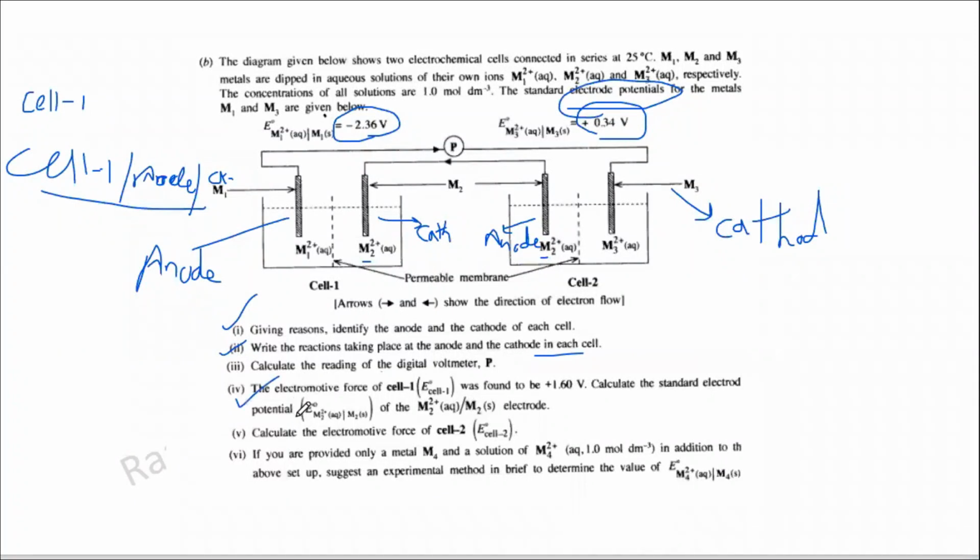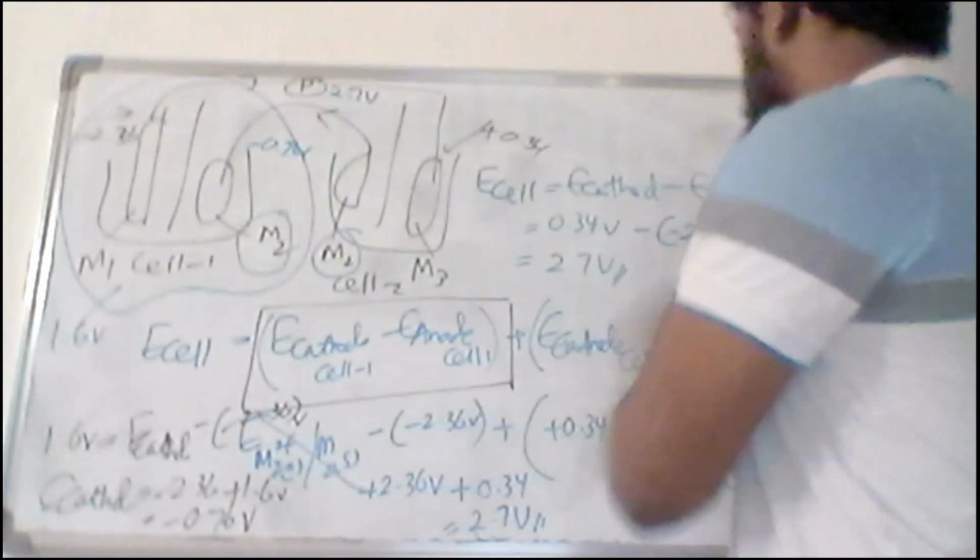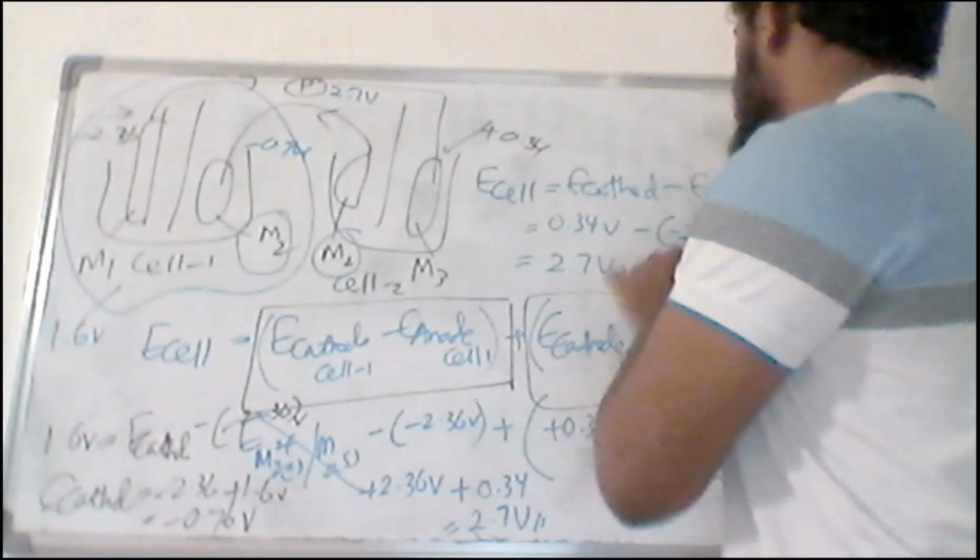So this is done. Separately, they have found it somehow. It was 1.6, and we just need to plug into this equation on the board and find it. Calculate the electromotive force of cell 2. So now this becomes again very straightforward. Now they are asking about this one. What is the electromotive force overall? What is the overall value?